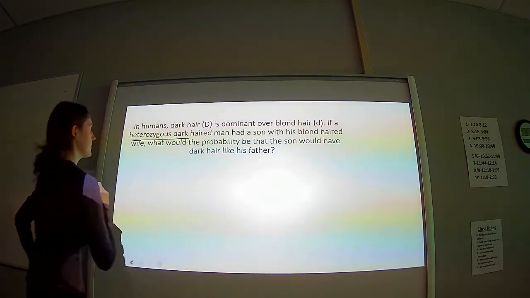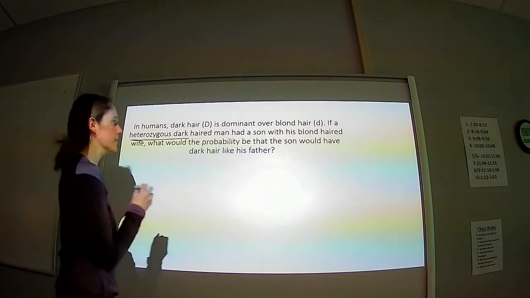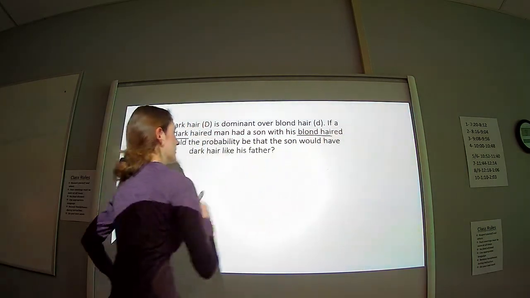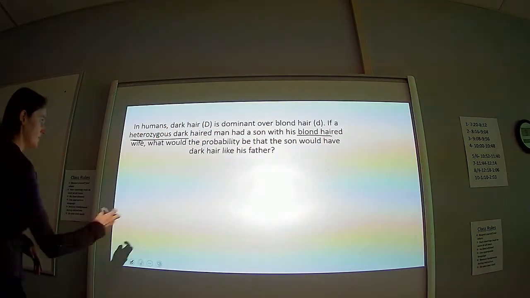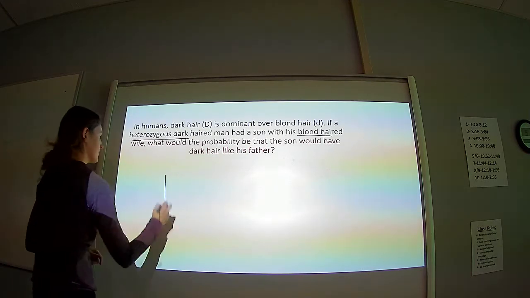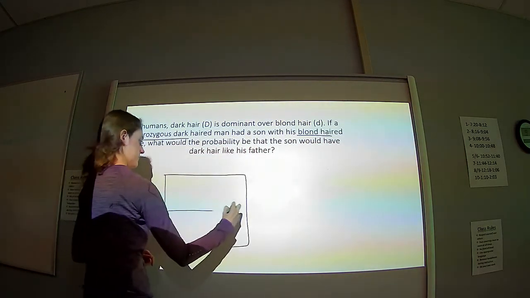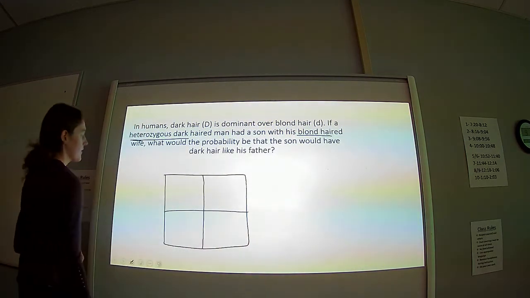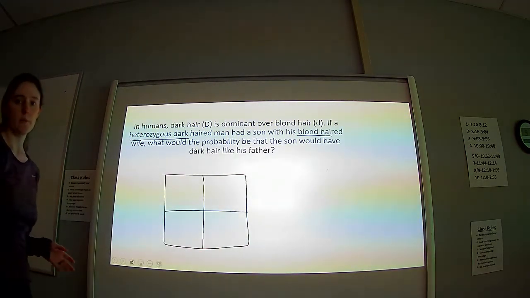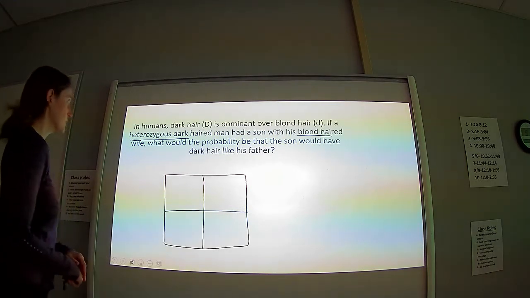There it goes. Alright, so we're doing heterozygous for dark hair. Wife is going to be blonde hair. This is an autosomal trait. We don't need to worry about the sex chromosomes.